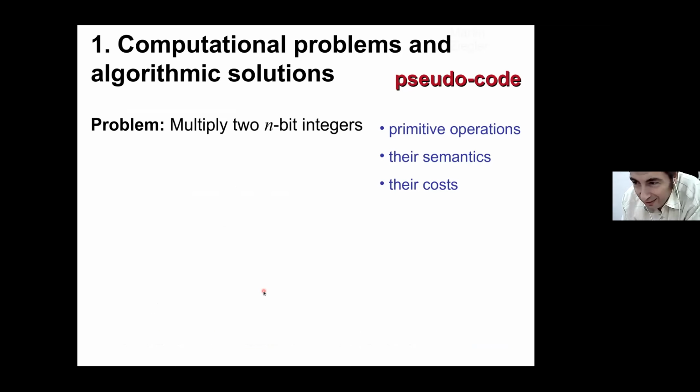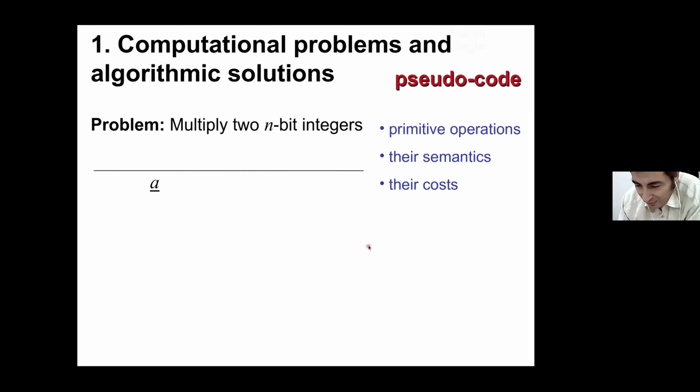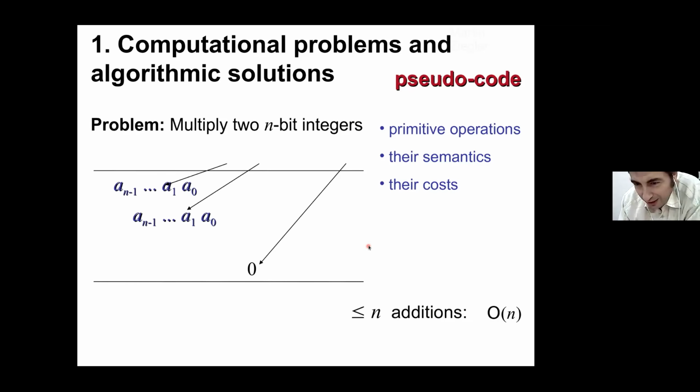And then we also talked about how we need to agree on primitive operations. Whenever we have an algorithm, we want to agree on what kind of operations we are allowed to use in the algorithm, what they are supposed to do, and what their cost is. And operations and bit operations.